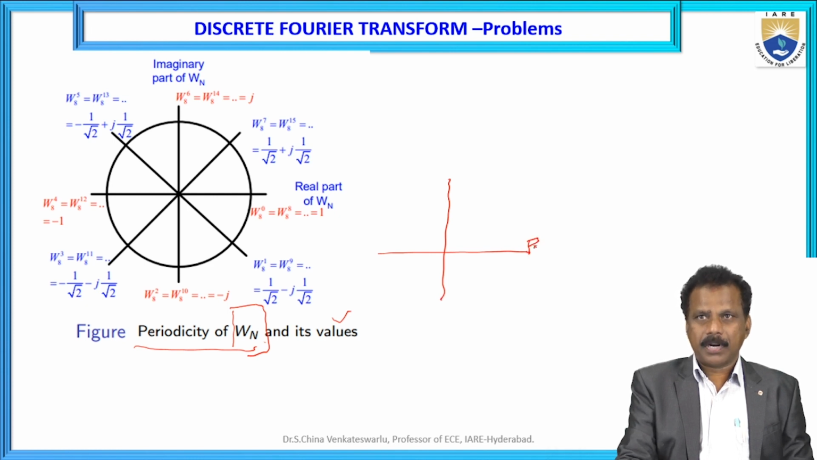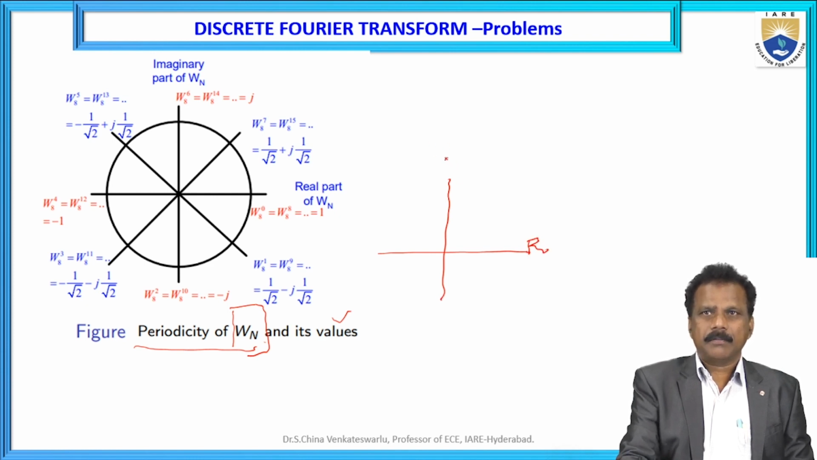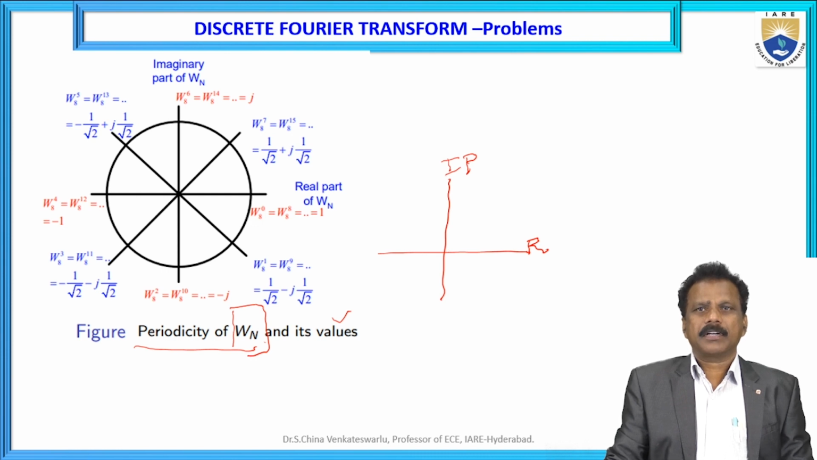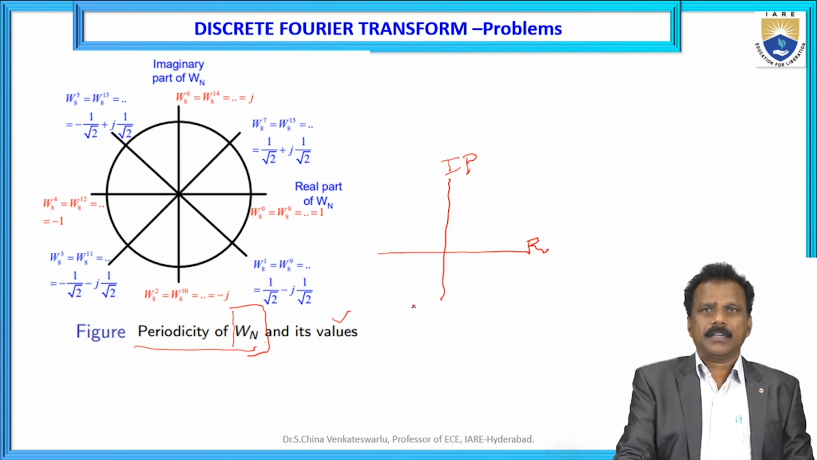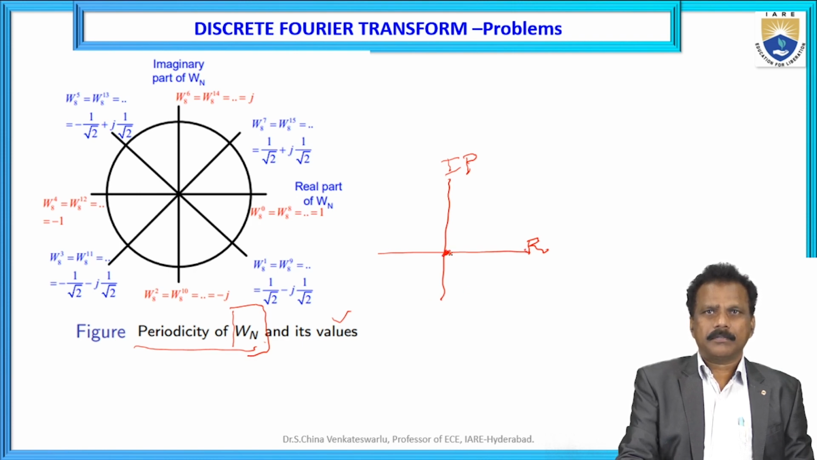Here this is the real part, this one is the imaginary part. According to this real part and imaginary part, we will verify all the weighting functions Wn and its values. Initially, in this case we have to concentrate on this origin; from here to here we have to split like this. This is the origin.